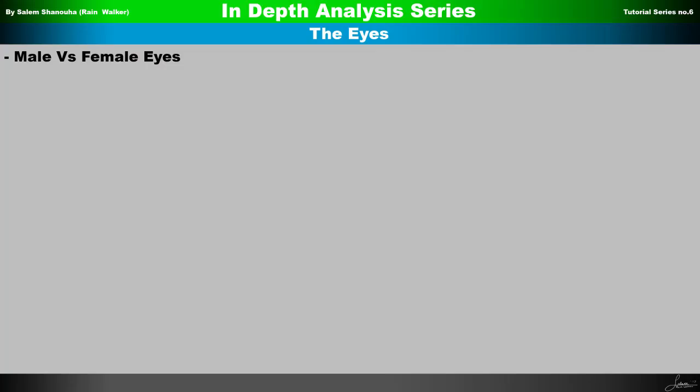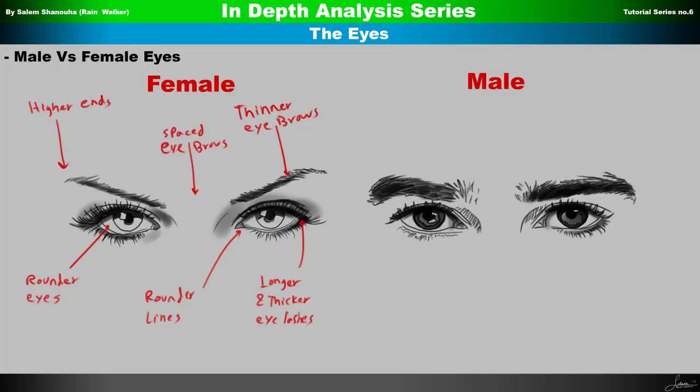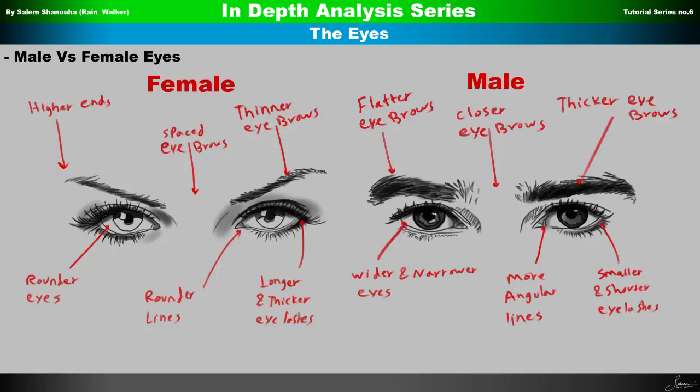Now here we can see all the differences. In the female, we can see the eyebrows having higher end tip, more space between the eyebrows, and thinner hair on them. Also rounder and shorter eyes, rounder lines on the corner, and longer and thicker eyelashes. While in the male we have flatter, thicker, and closer eyebrows, more wide and narrow eye shape, more angular line in the corners, and shorter and thinner eyelashes.